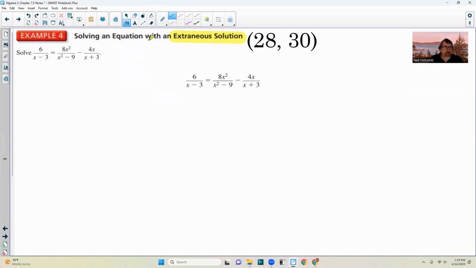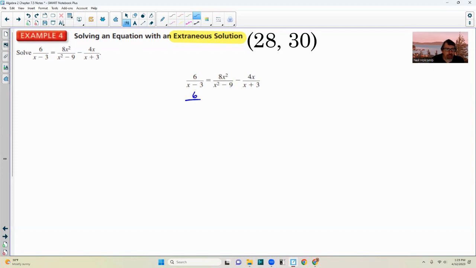So we have this equation, 6 divided by x minus 3 equals 8x squared over x squared minus 9, minus 4x over x plus 3. I just copied it over here so it's front and center. Let me just change something here. For some reason, my pen's not switching. There we go. So first, I'm going to factor.